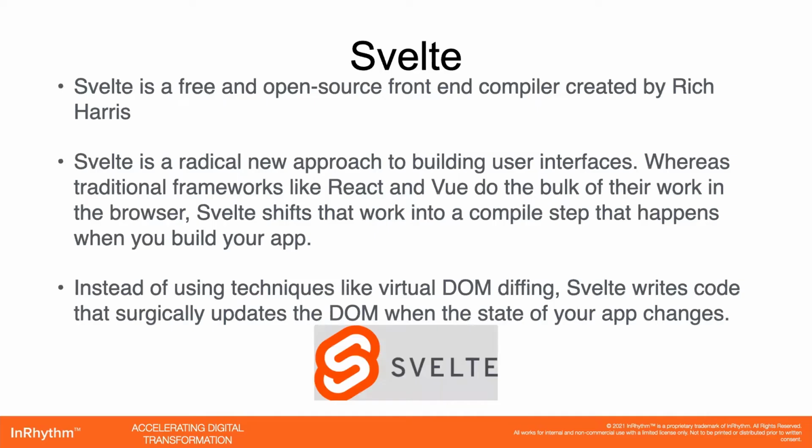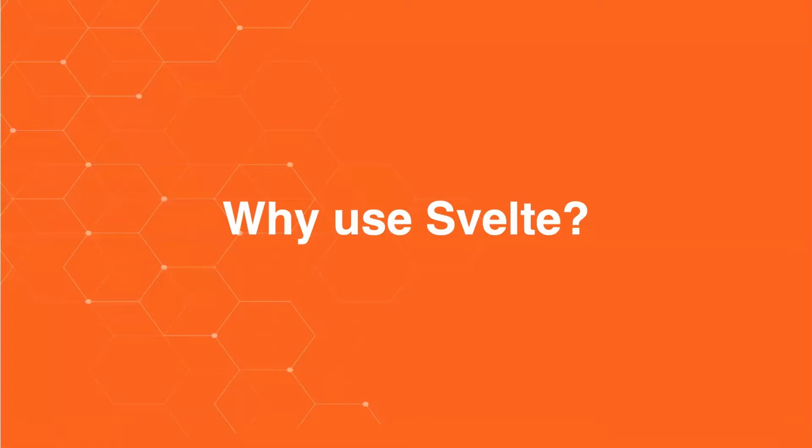So what is Svelte? Svelte is a free and open source front-end compiler created by Rich Harris. Svelte is a radical new approach to building user interfaces, whereas traditional frameworks like React and Vue do the work in the browser. Svelte shifts that work into a compiler step that happens when you build your app. Instead of using a technique like virtual DOM diffing, Svelte writes code that surgically updates the DOM when the state of the app changes.